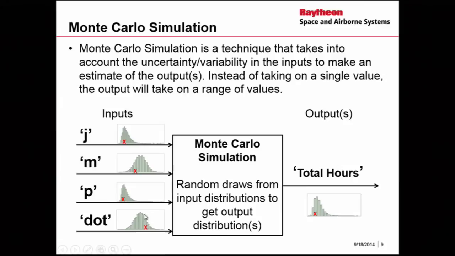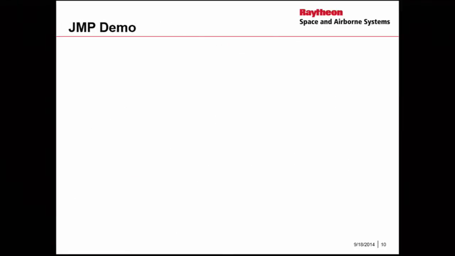And then it would just sum those, for my example, because I'm just looking at total hours. Each of these are individual hours, and I want the total hours. So it would just sum these red dots, and it would give me the red dot over here for the total hours. And it would just keep taking random draws till it builds a distribution for the total hours. So that's what I'm going to do with this example. So now I'm going to go into a demo.